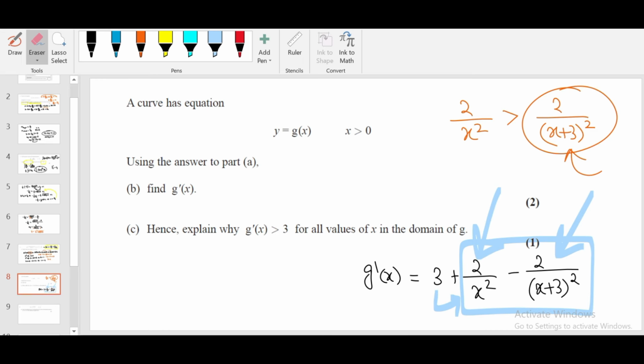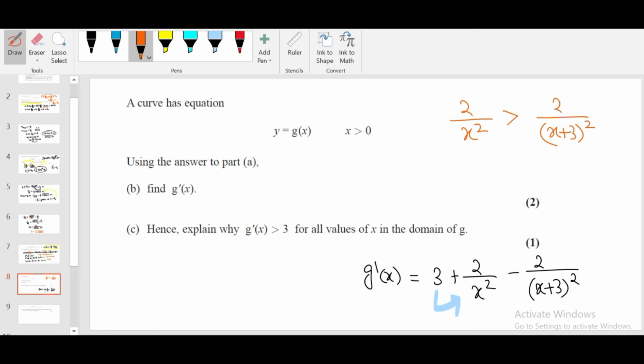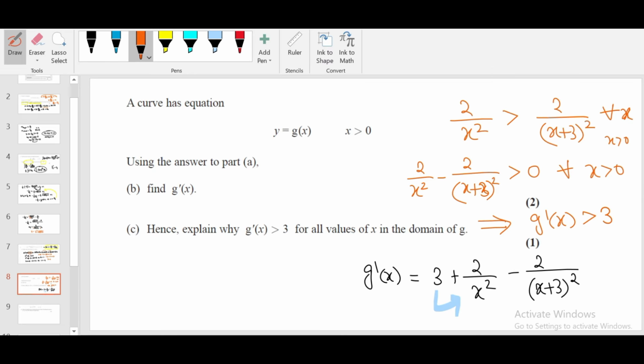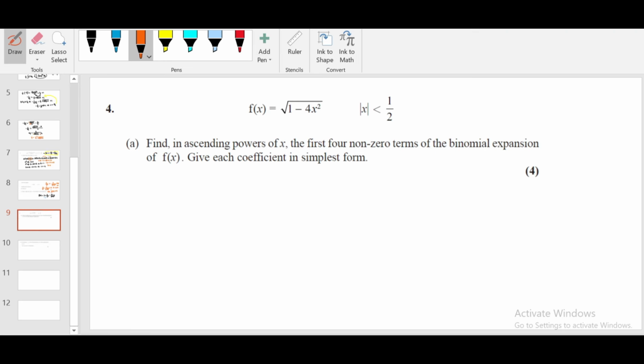So you need to write this first. 2 over x square is greater than the other term for all values of x. You can use this symbol. For all values of x greater than 0. So if you subtract them, definitely a bigger number minus smaller number will be a positive number for all x greater than 0. Therefore, just put implies g dash of x is definitely bigger than 3. That's all.